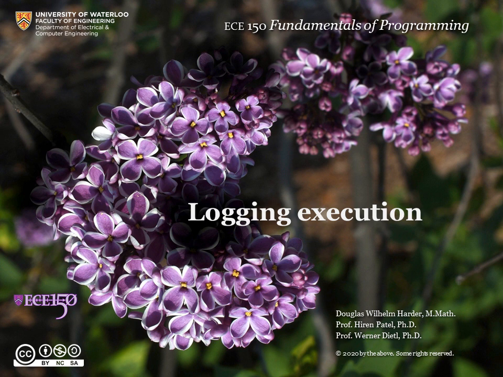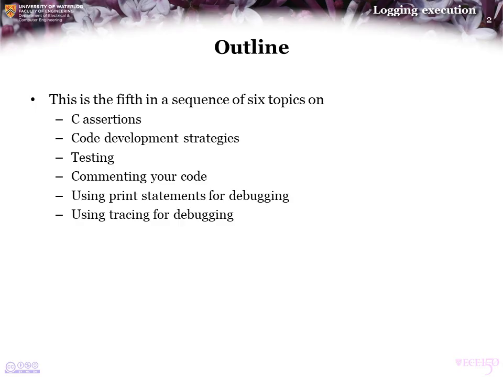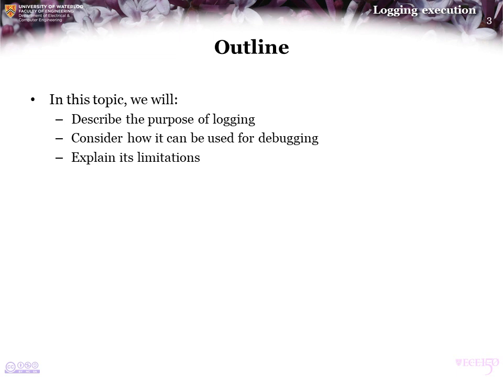In this topic, we're going to look at logging execution. This is the fifth in a sequence of 6 topics on C assertions, code development strategies such as writing skeletons, testing your code in main, commenting your code appropriately, and now using print statements for debugging, or in other words, logging. The last topic, which will be next, is using tracing for debugging. In this topic, we are going to describe the purpose of logging. We will consider how it can be used for debugging and explain some of its limitations.